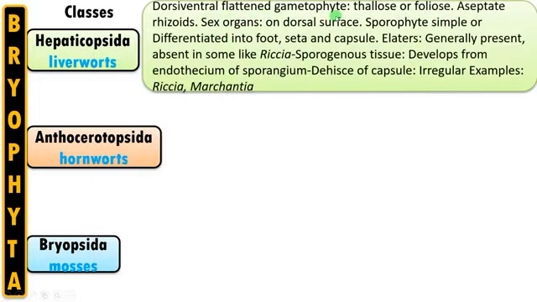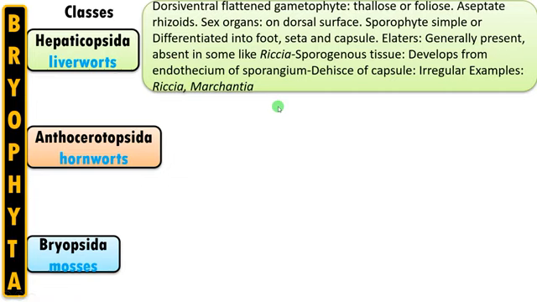Dorsiventral flattened gametophyte, thallose or foliose, with aseptate rhizoids, without septum or cross wall. Sex organs are formed on the dorsal surface, antheridiophore and archegoniophore. Sporophyte is simple, differentiated into foot, seta and capsule. Elaters are present. They are special cells that help in dispersal of the spores, sometimes absent in some genera like Riccia. Sporogenous tissue develops from the endothecium of the sporangium. Dehiscence of the capsule is irregular. Examples include Riccia and Marchantia.